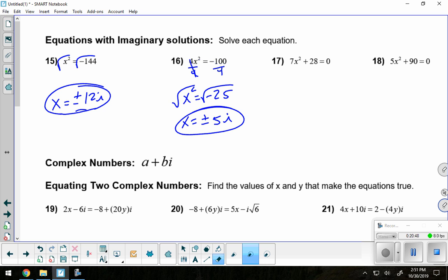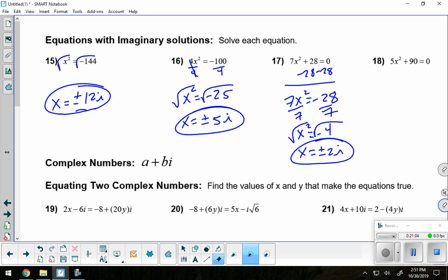17, so getting x squared by itself, start off, subtract the 28. So we have 7x squared equals negative 28. Divide by 7, so x squared is negative 4, and then square root it, where you get x is positive negative 2i. So same thing for 18, similar approach like number 17.